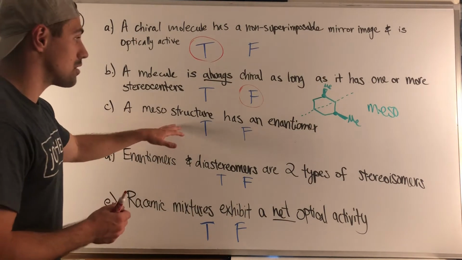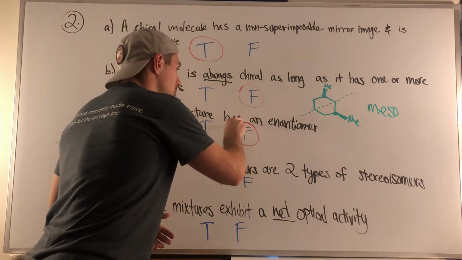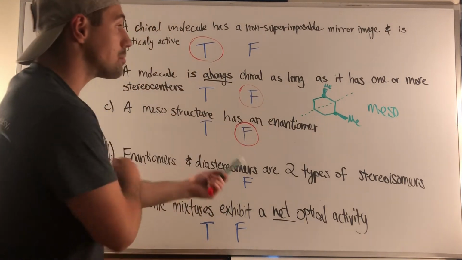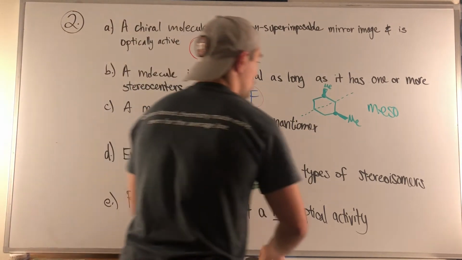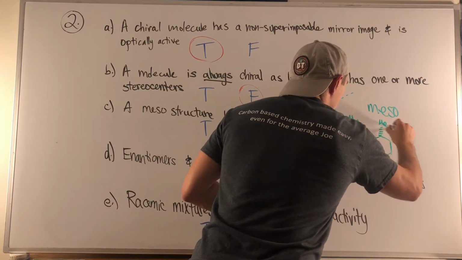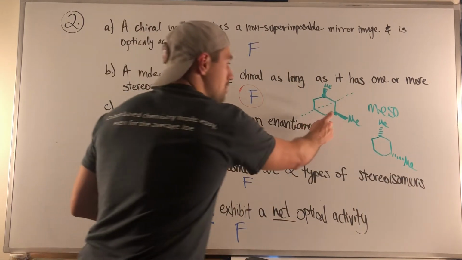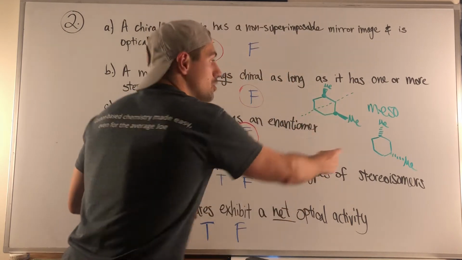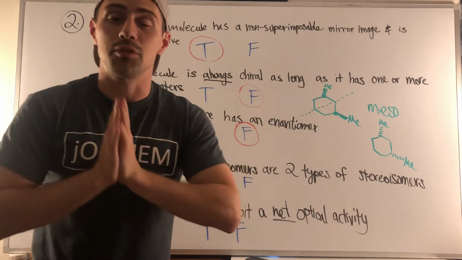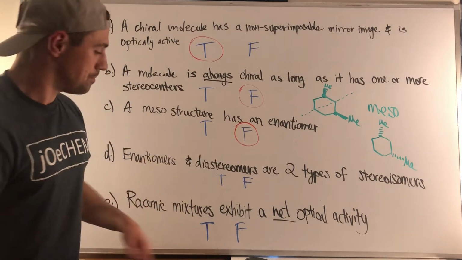C: a meso structure has an enantiomer. This goes along with B, so this is false. If you are meso, you're symmetrical. If I tried to draw the enantiomer of this structure up here, it would look like this. However, because there's a plane of symmetry, if I flip this structure over like a pancake, it's going to look exactly like this. I can then superimpose them and they would be the same. So it fails the definition of chirality. There's no mirror image, and a mirror image is an enantiomer.